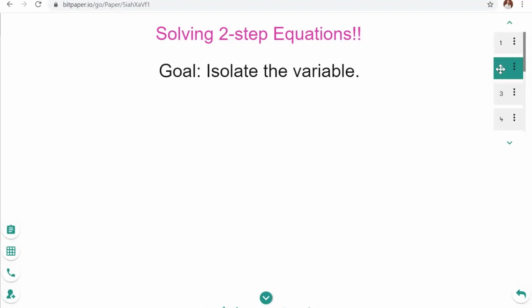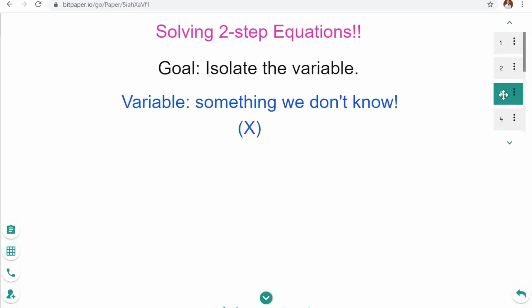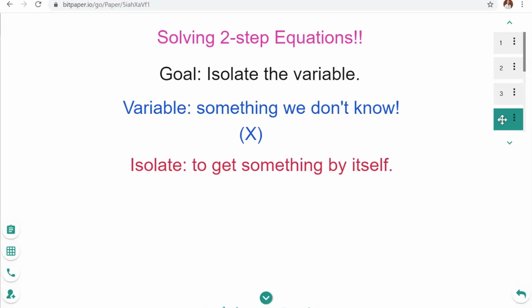The very first thing to remember is that when we're solving equations, our whole goal is to isolate the variable. You may be thinking there are a couple of words we need to talk about. First, a variable is simply a representation of an unknown value. In this case, we represent this value with x. A variable is just something we don't know. The other word, isolate, means to get something by itself. In our case, we want to get x all by itself.